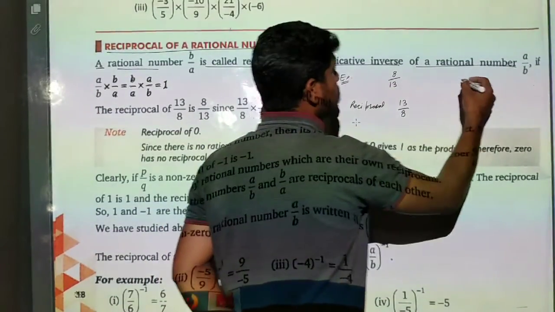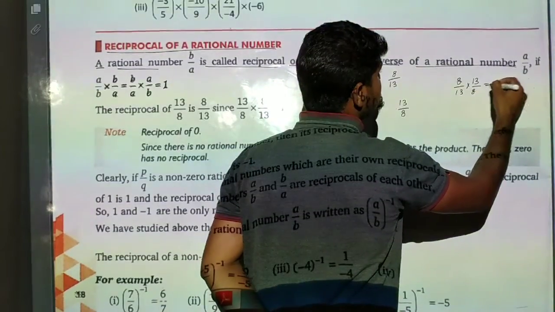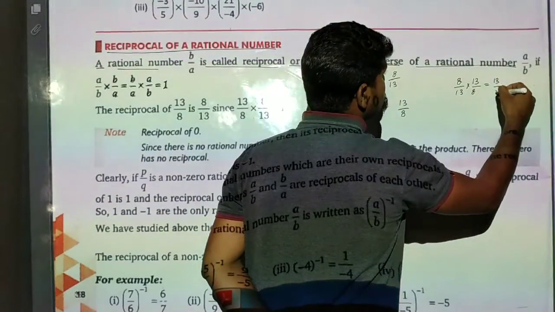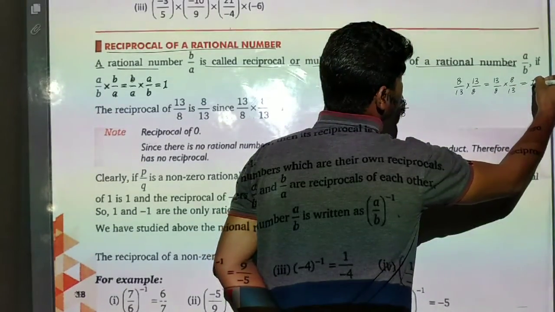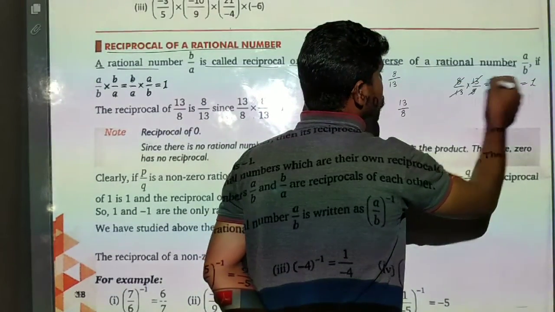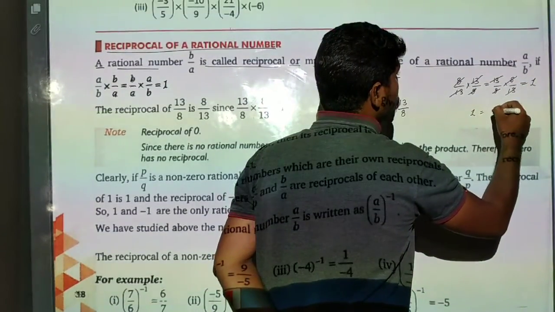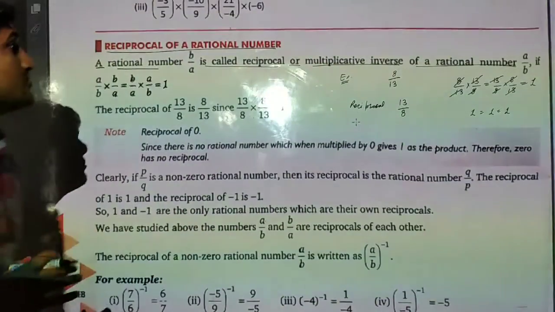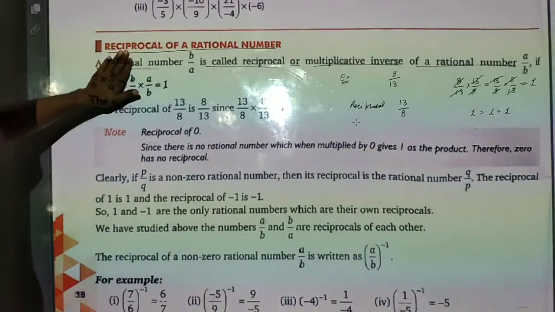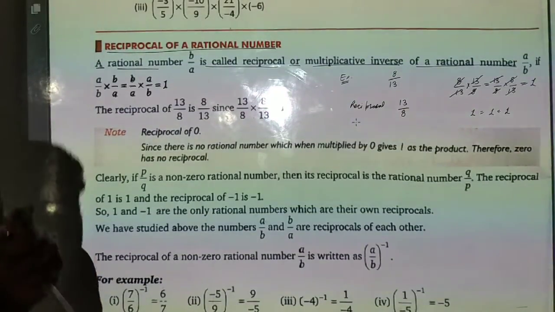So we will also see that 8 by 13 multiplied by 13 by 8 is equal to 13 by 8 multiplied by 8 by 13 is equal to 1. 8 cancels with 8, 13 cancels with 13. Ultimately it is equal to 1. So it is the reciprocal of a rational number.